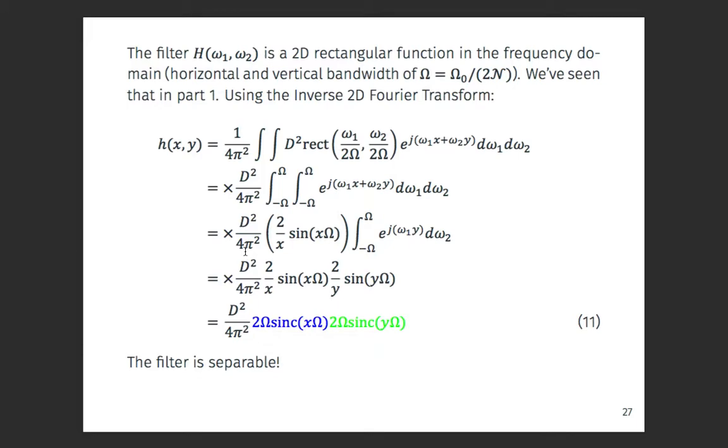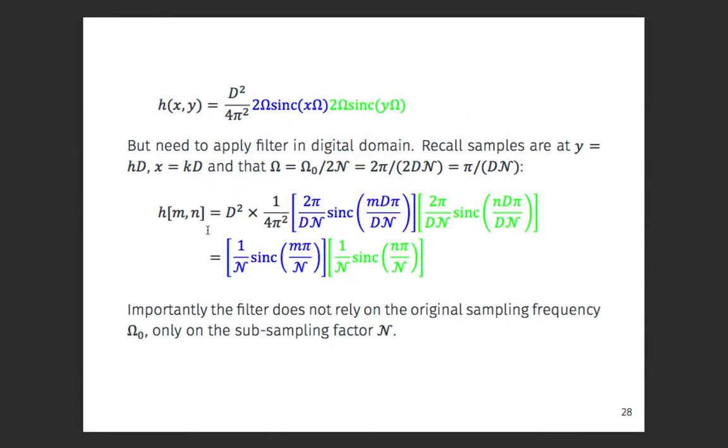You can do the maths. You can realize the filter is separable. You get sinc functions again as usual. It's all looking good, but again, this is in the continuous domain, so you need to sample that. When you take the correct sampling values, this is the discrete version of that. This is the formula you get.